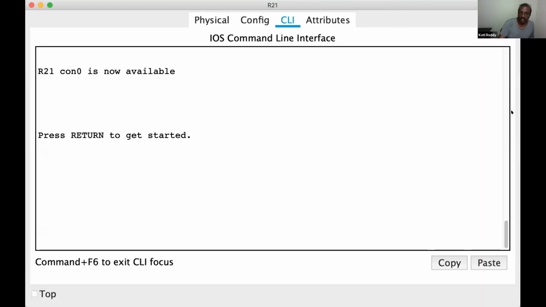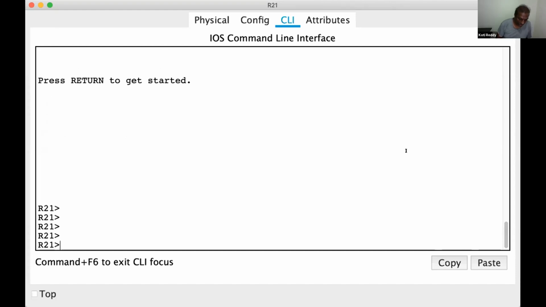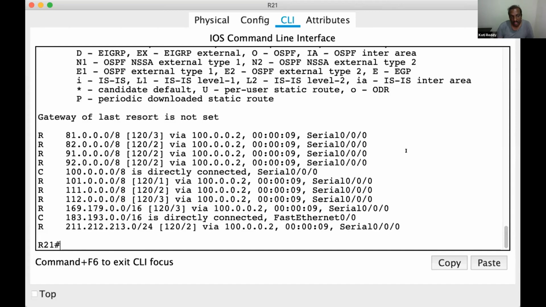In R21 here, I give the command enable. I say show IP route. So what do I see? I see routes for 80 series, 90 series, 100 series. I can see all the routes on R21.